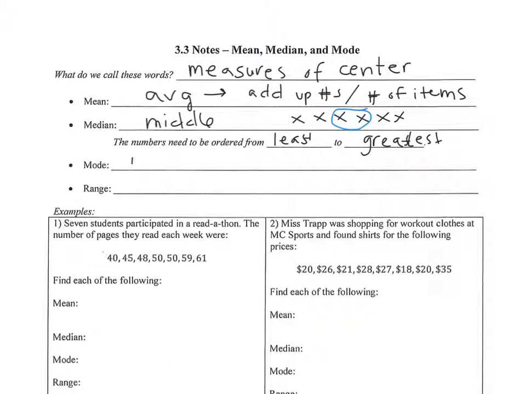The mode is the number that occurs most often. And then the range is the maximum, or the highest number, minus the minimum. The range kind of tells you how far something is spread out. So these 3 are measures of center, and this one tells you how far the data is spread out.